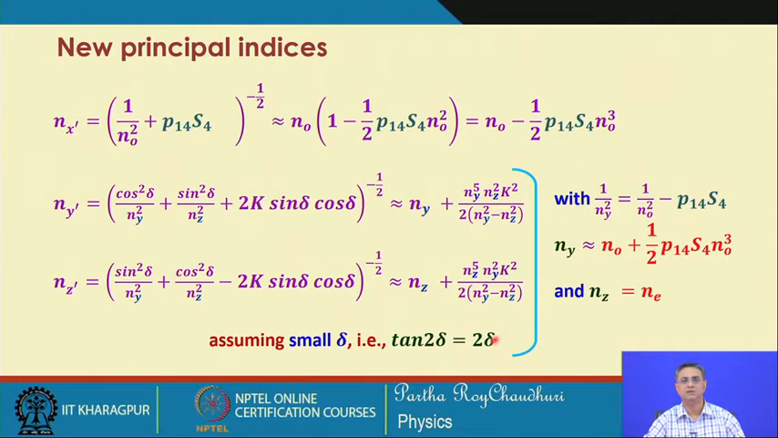case, and we can show that it is of the order of a few degrees, maybe less than a degree. So, we can make this substitution, and we end up with this for n_x, this for n_y, and this for n_z. n_z remains the same. This is to represent n_y, and n_z is nothing but n extraordinary. This we have seen earlier.